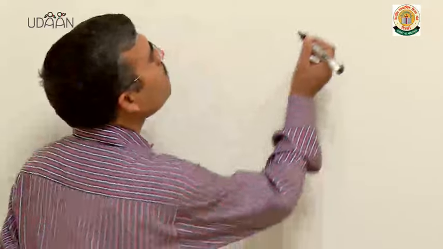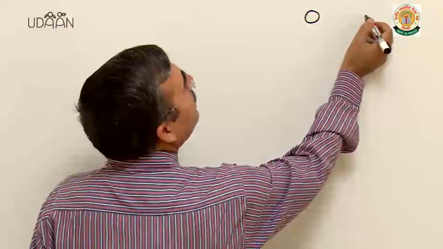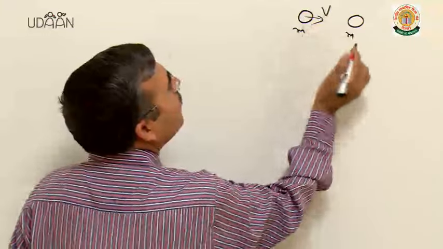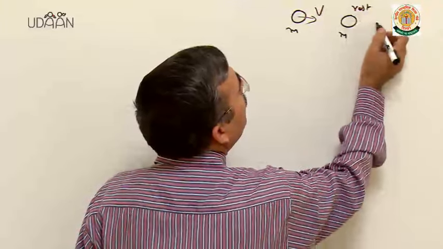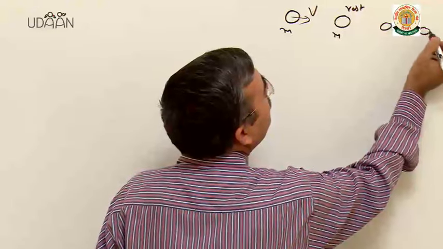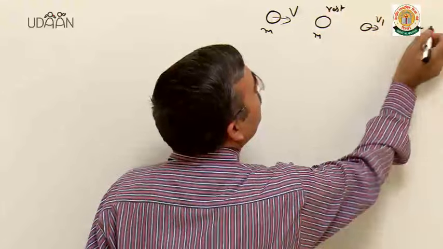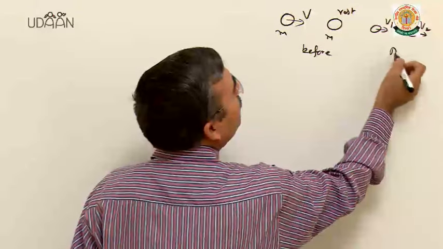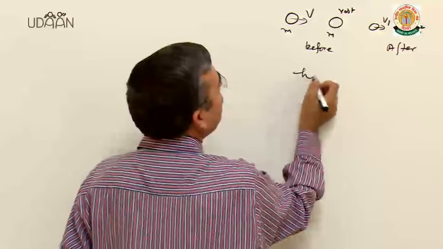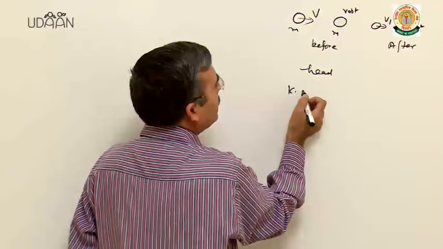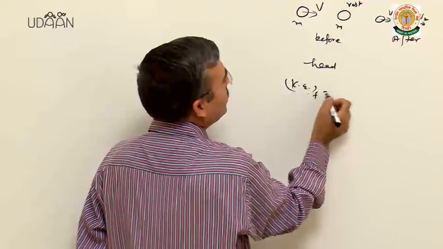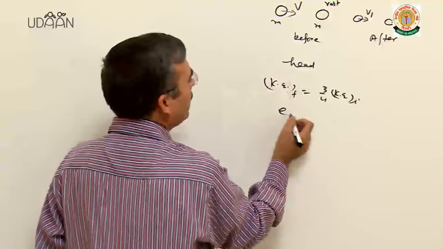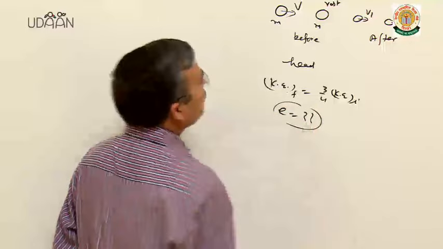Let us start one problem. Suppose these are two bodies of equal mass. One is at rest. They collide. After the collision, they move with different speeds. Before collision, and after the collision, it is a head-on collision. It is given that final kinetic energy is 3/4 of initial kinetic energy. So we have to find out e, the coefficient of restitution of these two balls.